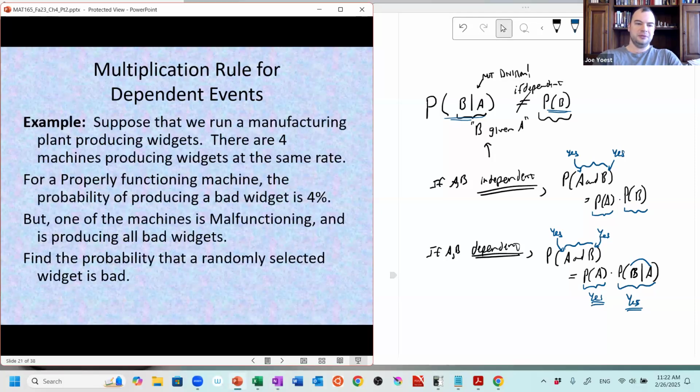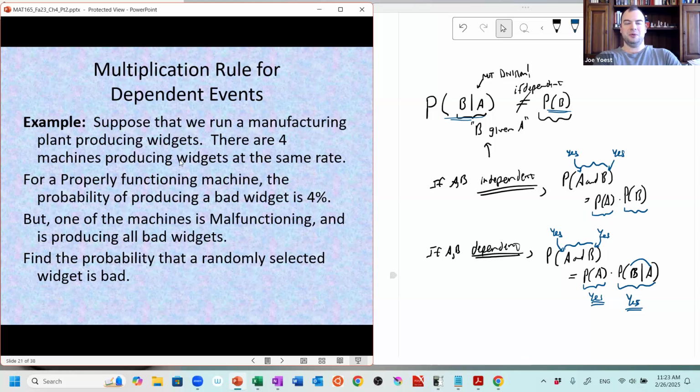Okay, let's look at an example. Suppose we run a manufacturing plant producing widgets. If you've never heard this word before, a widget is kind of like how in math we have a variable x that we use just to represent some number. A widget is like a business idea where it just represents something that we're manufacturing, whatever it may be.